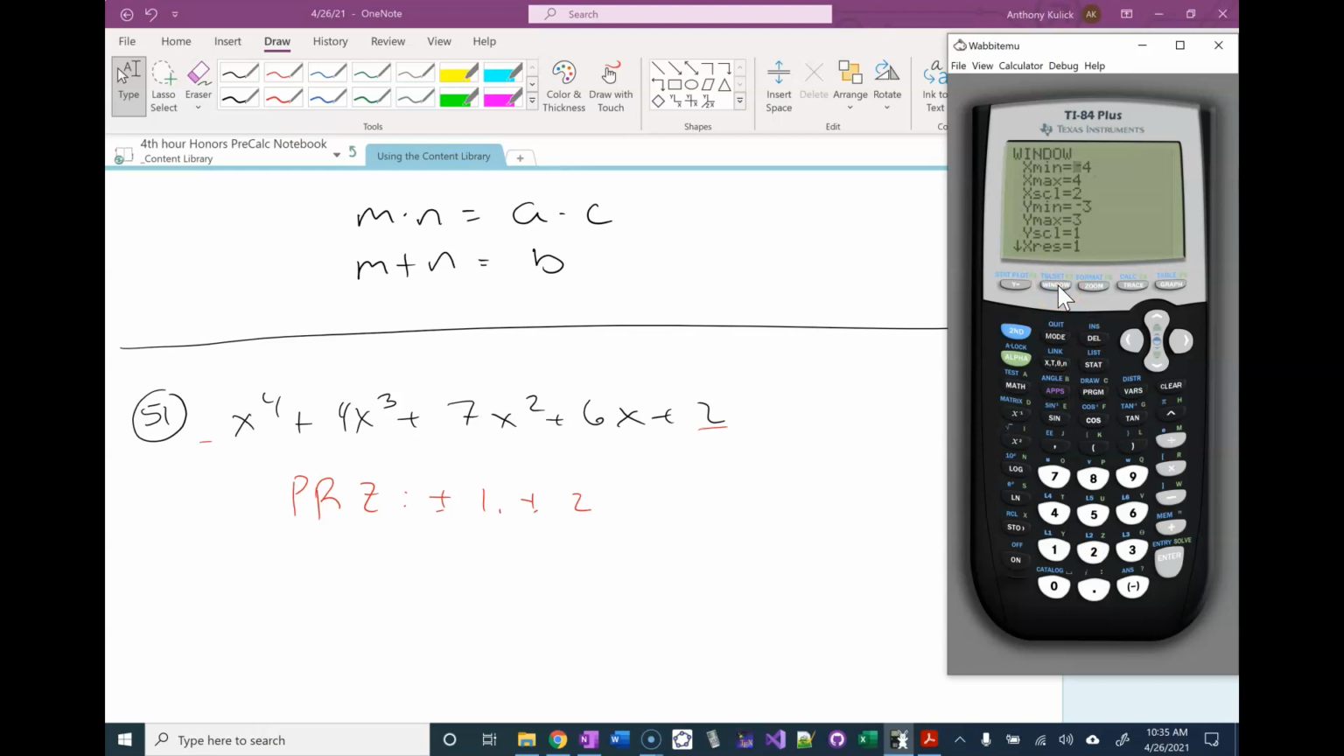Okay, and this window will still be fine because it's going to cover all the way from -2 to +2. So I'm not going to bother changing it. It's good enough.